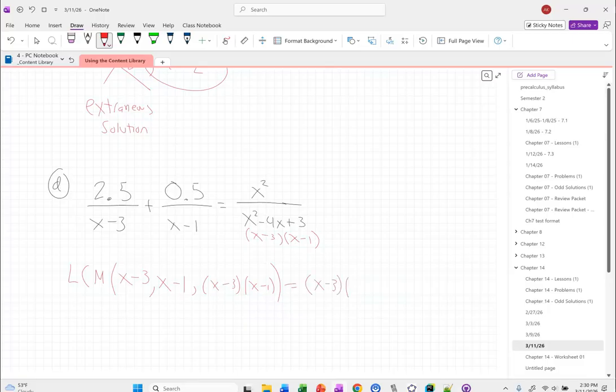That's correct. Are you getting it, Addie? Yeah, kind of. That's a good sign. Yes, sure. So I'll multiply both sides of the equation by that LCM.